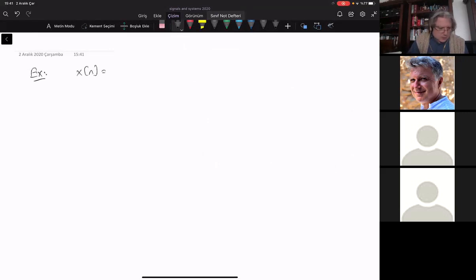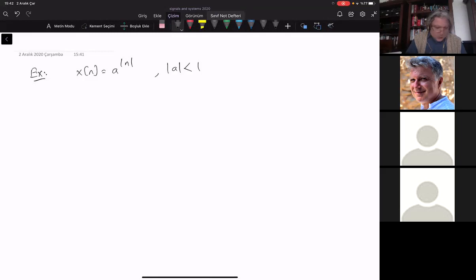x of n is equal to a to the absolute value of n. And again, of course, this a should better be less than one in magnitude. Otherwise, as n goes to plus infinity or minus infinity, it will not decay. If a is negative and less than one in magnitude, it will be oscillating and decaying. If a is positive and less than one in magnitude, then it will be just smoothly decaying to two sides.